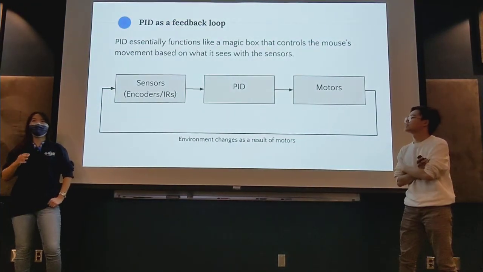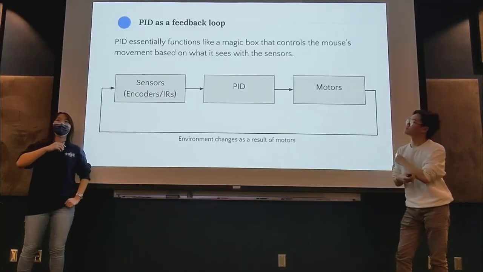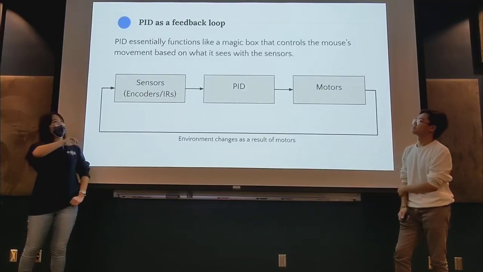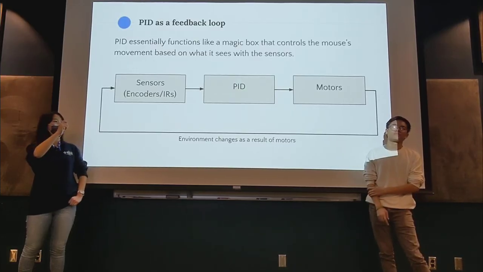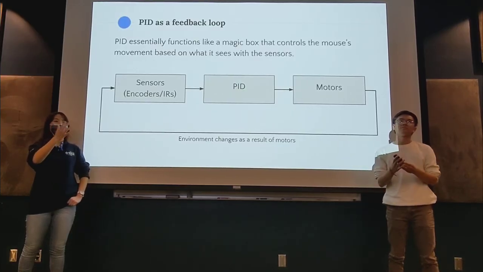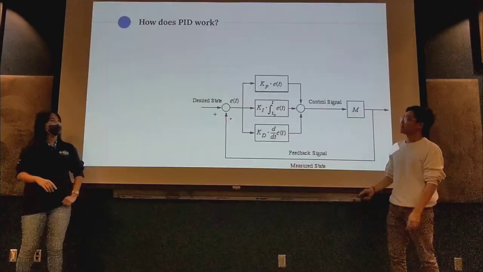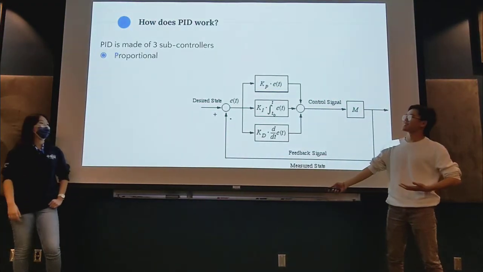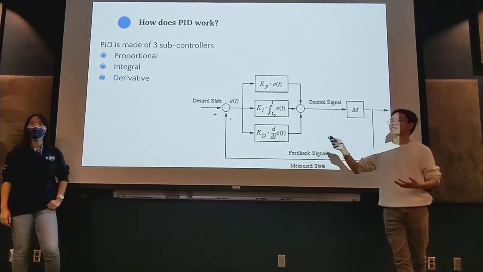PID is a feedback loop. It's a magic box that controls the mouse's movement based off of what it sees of the sensors. And whatever it outputs also gets fed back into the loop for further calculations, hence feedback loop. Okay, so it's not actually a magic box. PID stands for proportional, integral, and derivative.